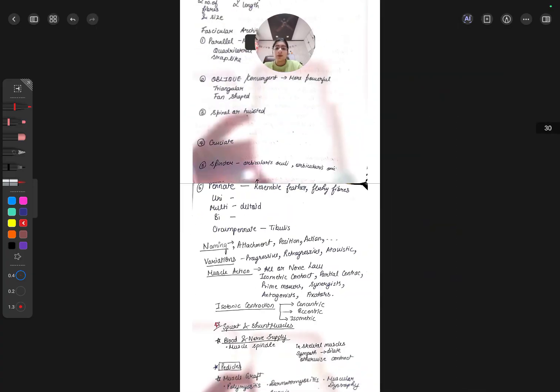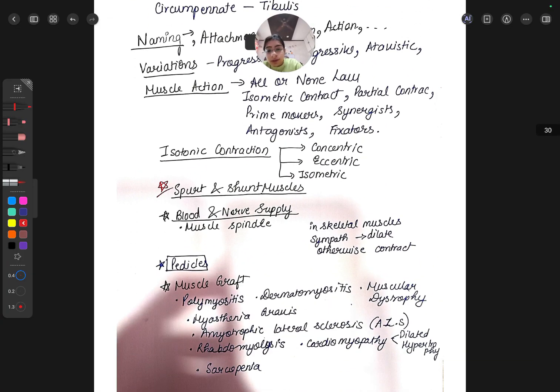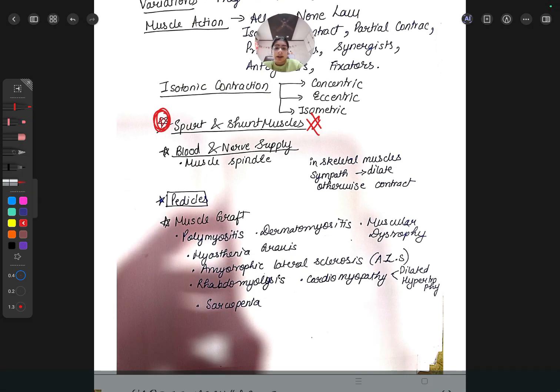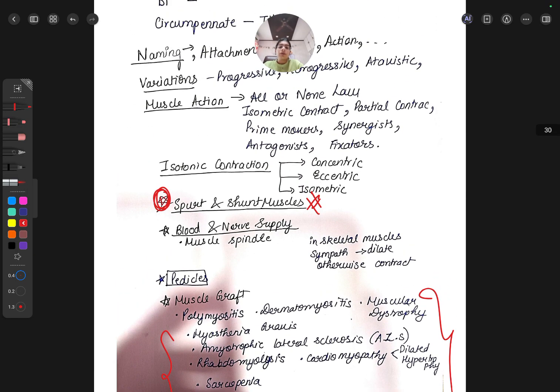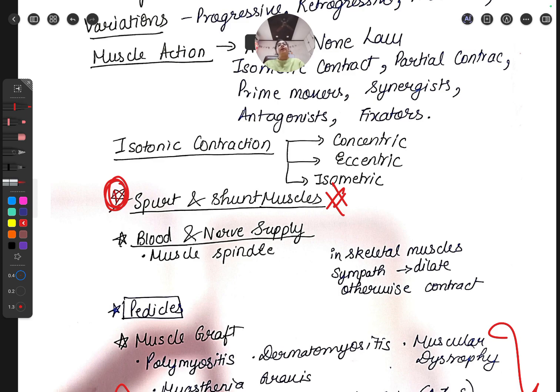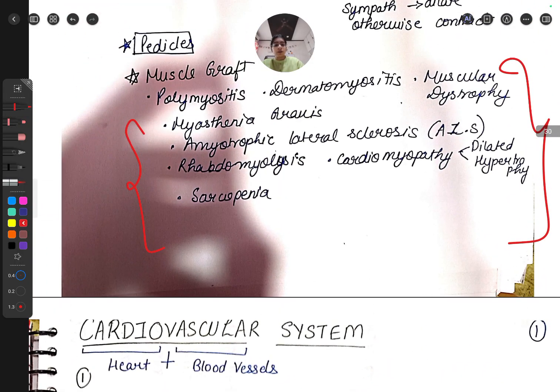So I hope this all has helped you a lot. I just want to repeat that spurt and shunt muscles are also very important. You need to make a short note on it, and this is just a muscle graft, and these are all the applied aspects from the muscular system which you need to know. So this was all about today's muscular system. This was part 2, and next we will start from the cardiovascular system.